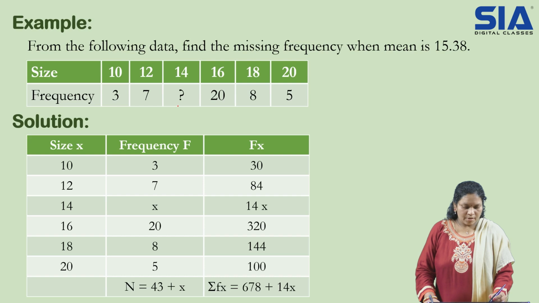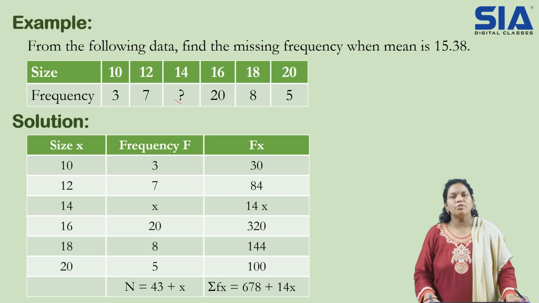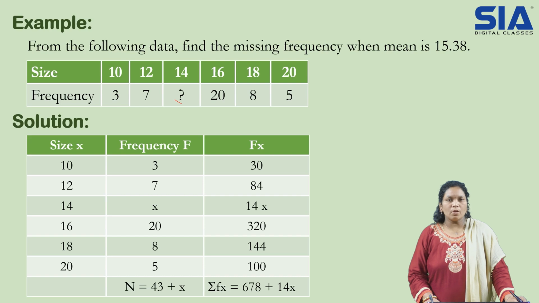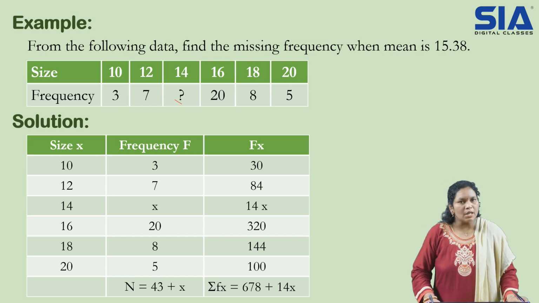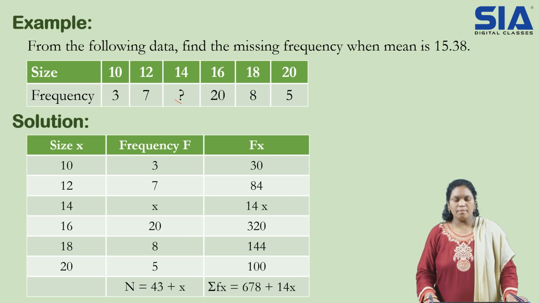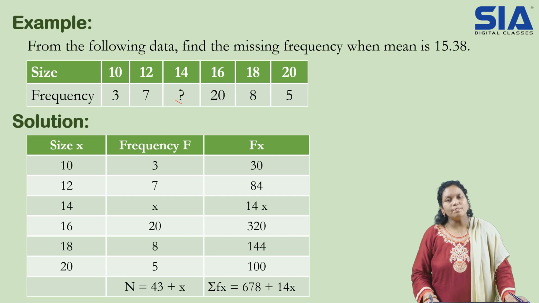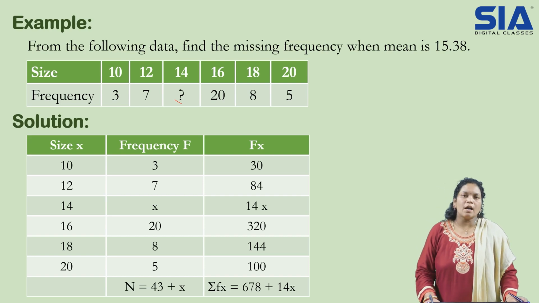Check it out here, frequency 3, 7 they have given, then they have given question marks, means that we need to find out. So mean is overall average, whatever we do the mean formula is the same, but here we need to calculate the missing frequency. So let us check it out how it goes on.